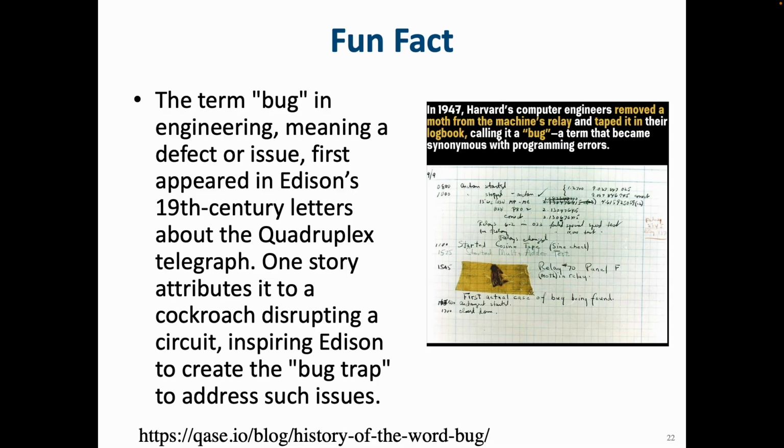So yeah, why do we say when there's an error, there's a bug? Because there's a history behind it. In the history, yes, there was actually a bug that caused a problem. That's why it became a terminology to say that, okay, when there's a bug, it means that we have an error.